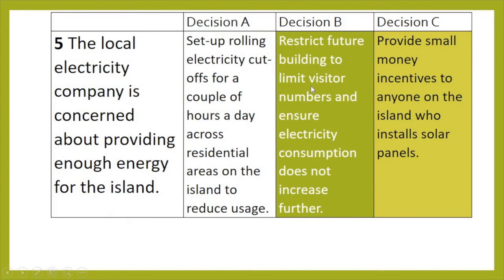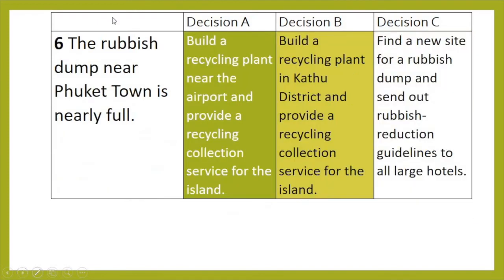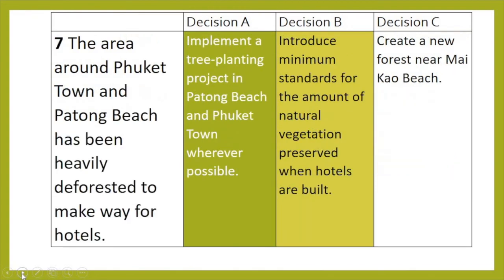Because you don't want to limit the visitor numbers, you want to make enough money. 5, 10, 0. Build a recycling plant, recycling collection. Reduce the amount of rubbish in the long run. You won't need as many rubbish dumps. Number 7, 0, 5, 10.